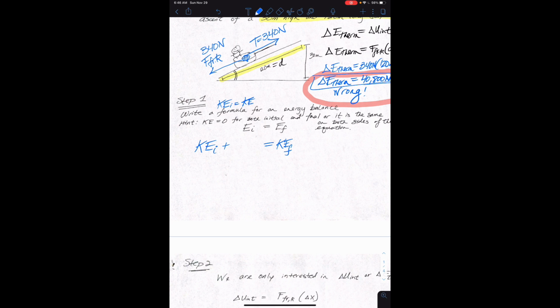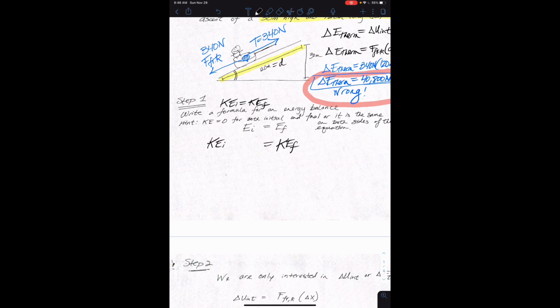Maybe I should switch over to black here, just so it's different from my wrong answer up there and it's not too confusing. Since that's true, I'm still going to write it in. It's fine.